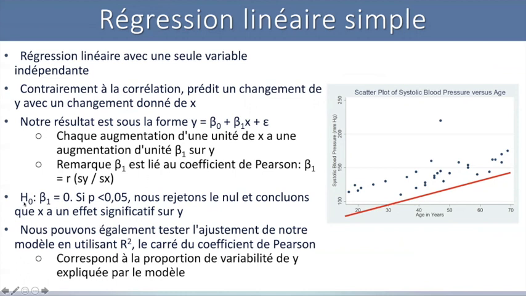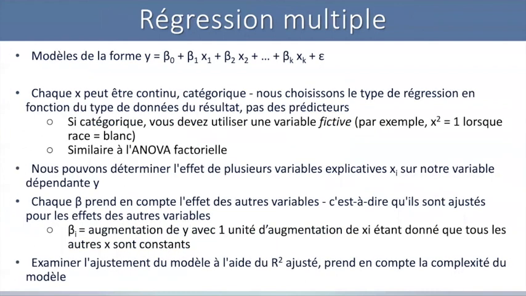So our null hypothesis in the case of a simple linear regression is that this beta 1 term, or the slope of this line, is equal to 0. If p is less than 0.05, we can reject the null and conclude that x has a significant effect on y, and that this linear line has a good fit. We can also test the fit of our model using r squared, the square of the Pearson coefficient, which corresponds to the proportion of variability of y explained by the model, by our x.